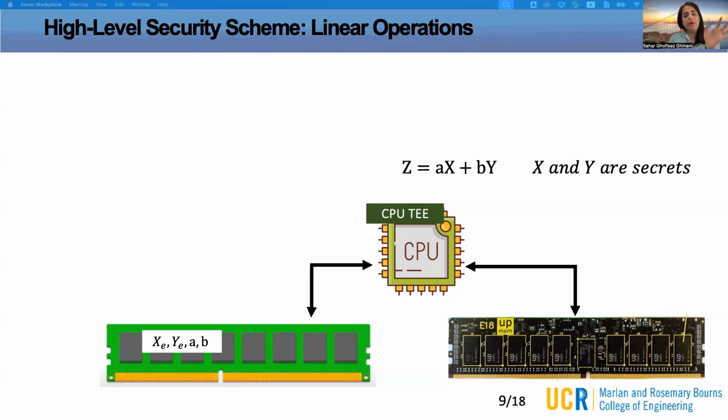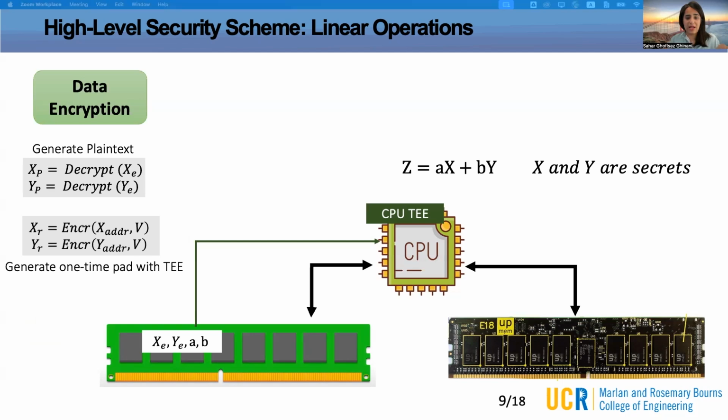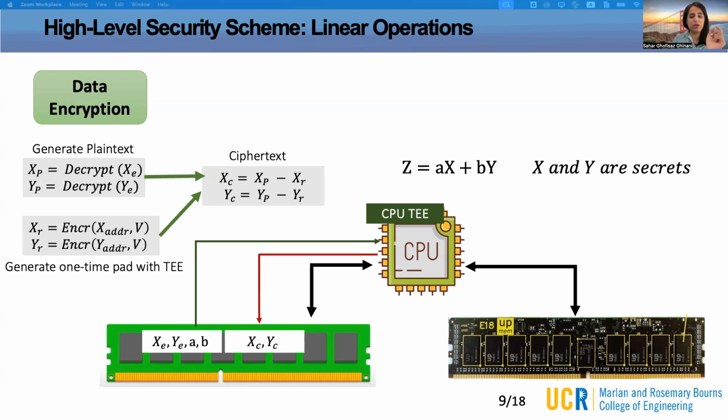In general, our scheme starts with data encryption. Before computation starts, the encrypted data is stored in the standard memory. This data is brought to the TEE to be decrypted and masked with one-time pads using counter mode encryption to generate the ciphertext. This ciphertext is stored in the standard memory to be used in the computation during the runtime.